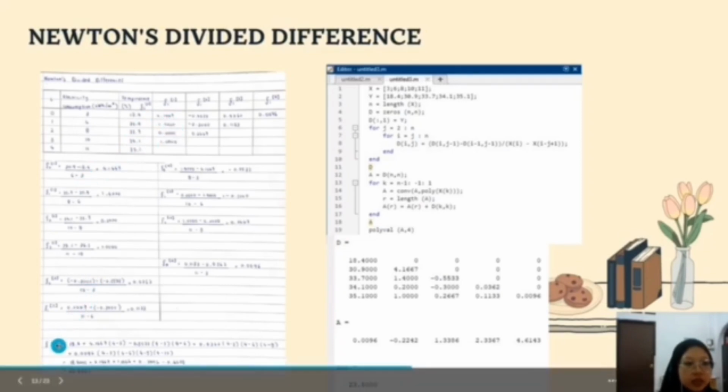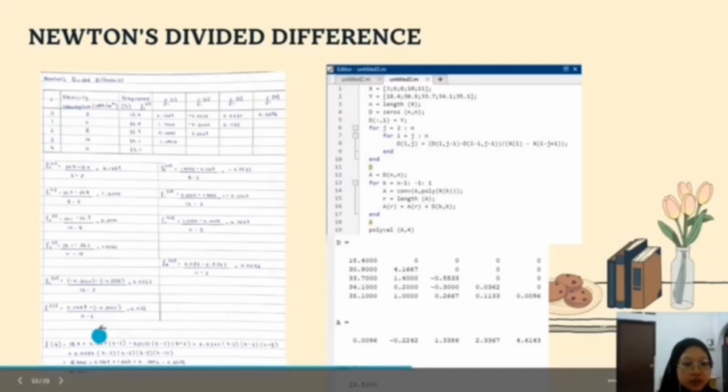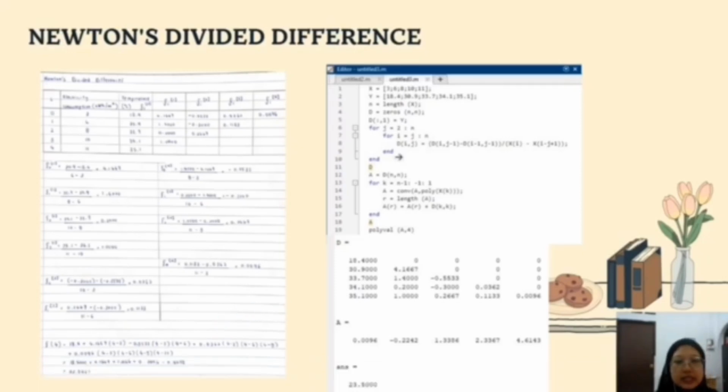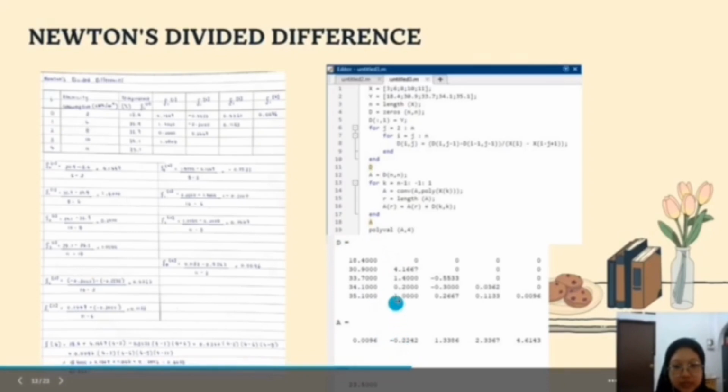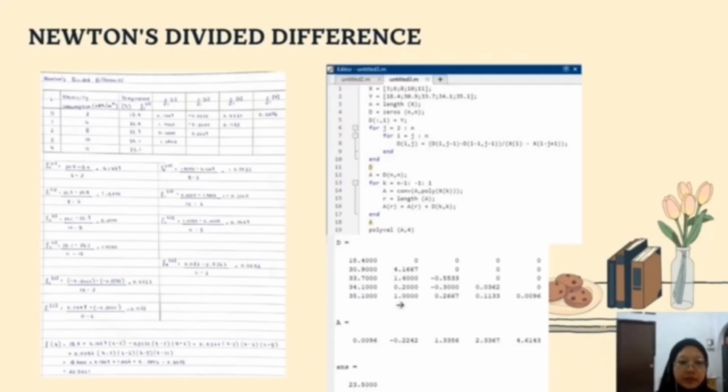After that, we want to find the unknown, so F4, and we use the first arrow in iteration 0 to get the temperature. So the temperature that we get is 23.5021. This is the MATLAB coding that we use. So the answer is 23.5. So let's see how the coding ran in MATLAB software.